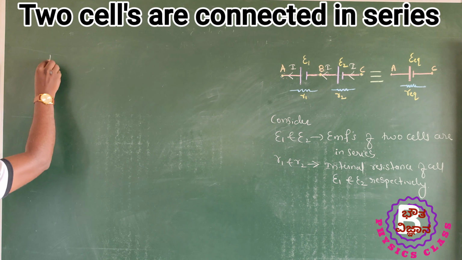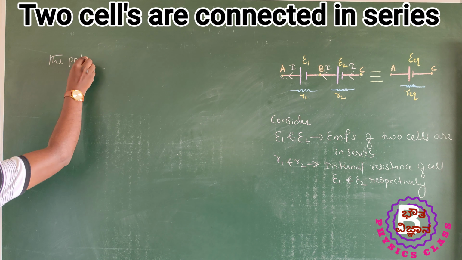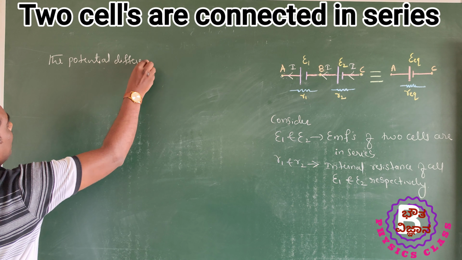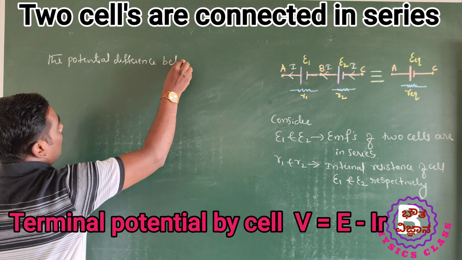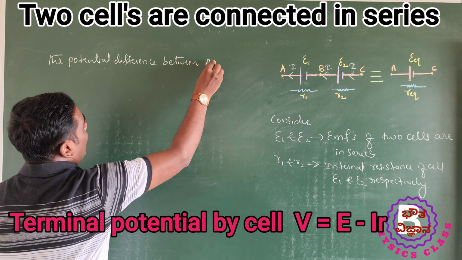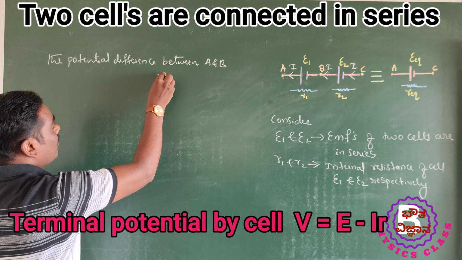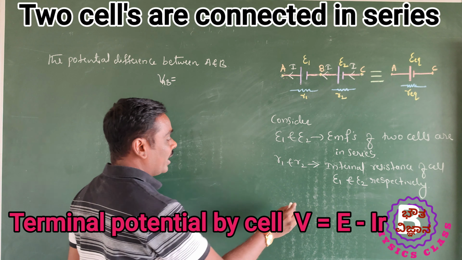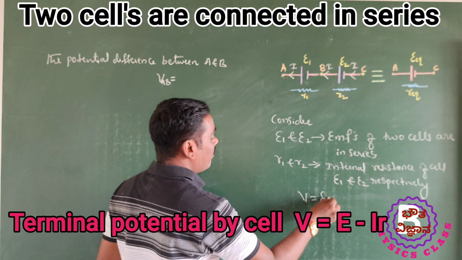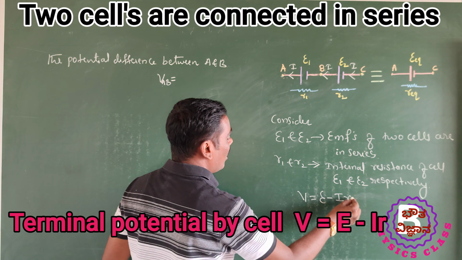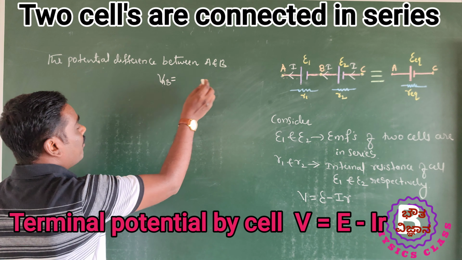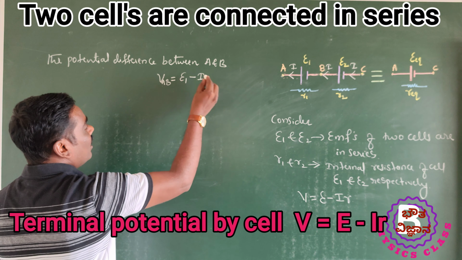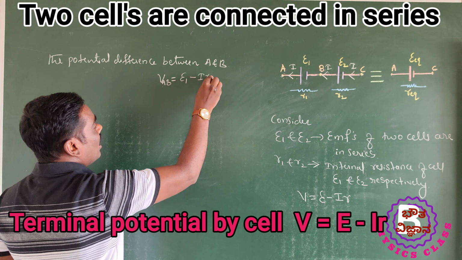Therefore the potential difference between A and B, okay, this is also known as a terminal potential. Say VAB equal to, so we know that terminal potential by the cell is V equal to E minus I into R ಆಗುತ್ತೆ. So by this cell what is the EMF, it is E1. ಈ cell ದು EMF ಎಷ್ಟಿದೆ E1 ಇದೆ, minus what is the current, I into what is the internal resistance of the cell, say R1.